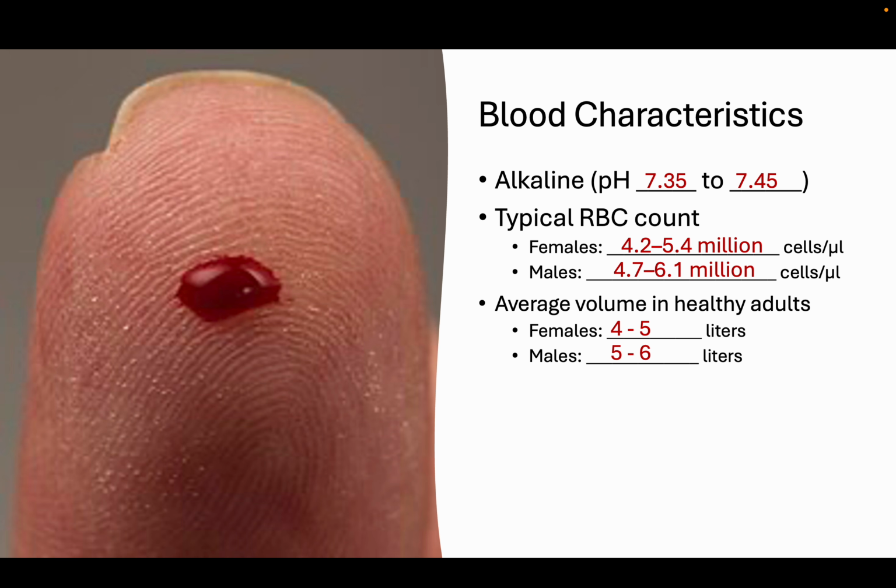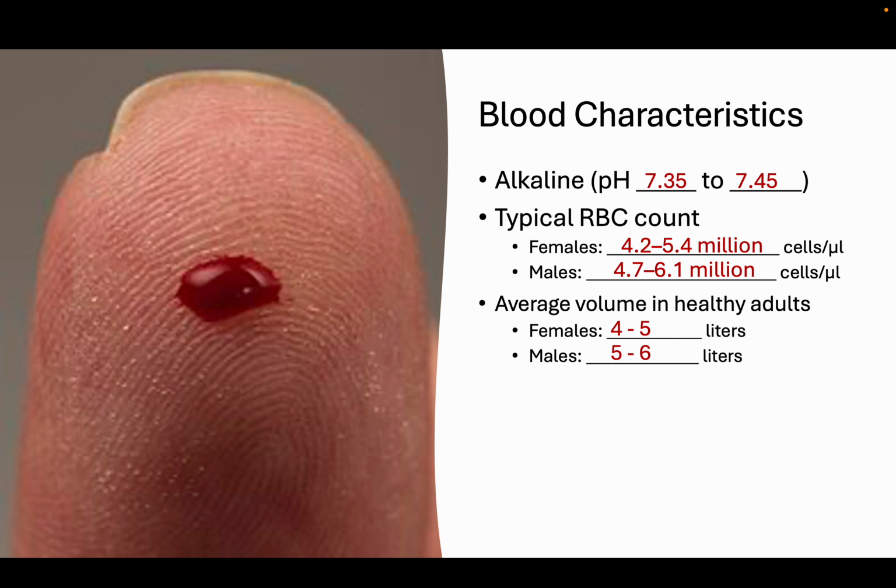Overall, a few other characteristics of blood. So you probably know that it is sticky and opaque. It has a characteristic metallic taste if you were to taste it. Because it has a lot of electrolytes and salts in it, you can taste the saltiness if you ever have a taste of your blood.